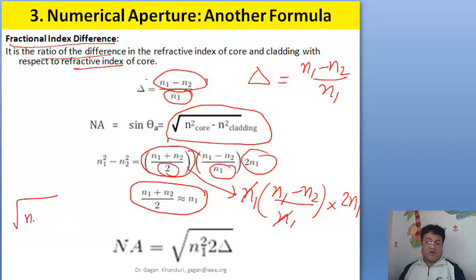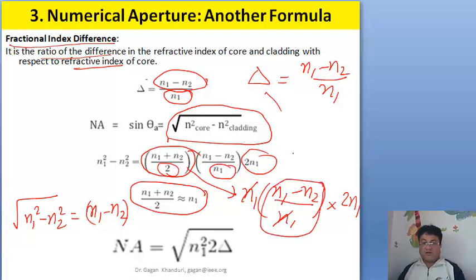And numerical aperture was under root n1 square minus n2 square. So this becomes n1 minus n2. Okay, you don't cut it here. If you take this as del, this can be replaced as del, and you have 2n1 still here, and this n1 and this n1 will make n1 square. So this is del.